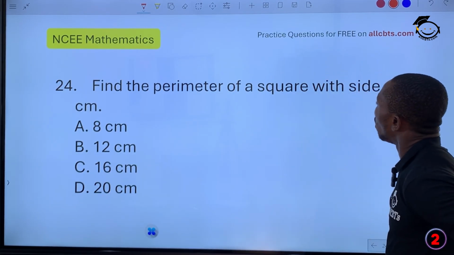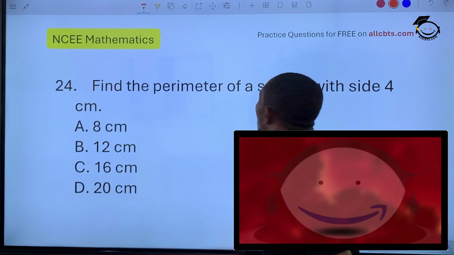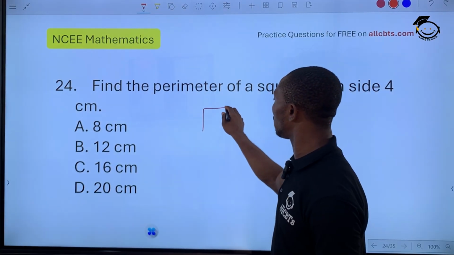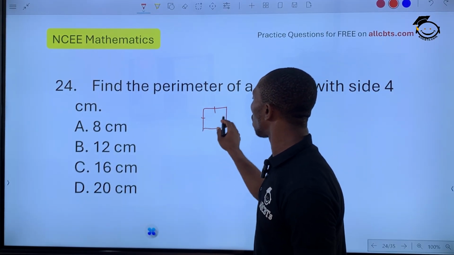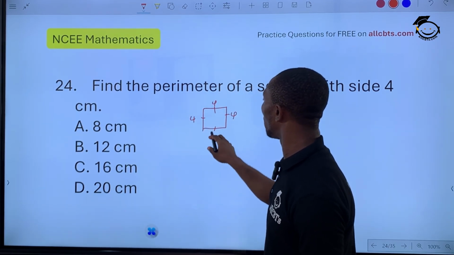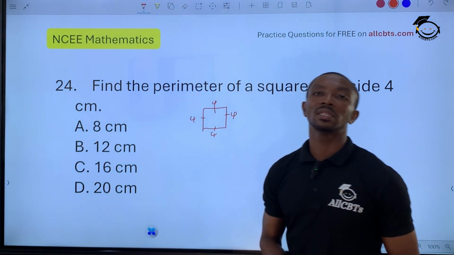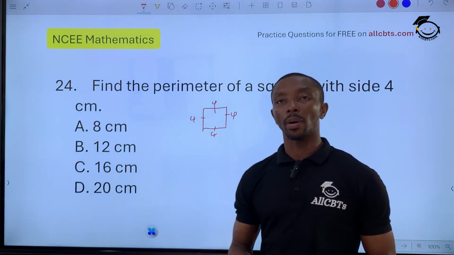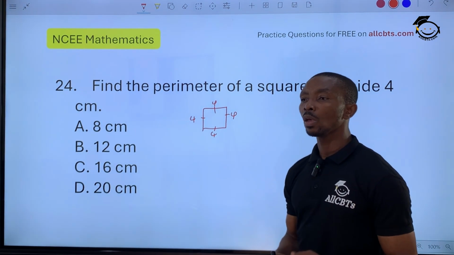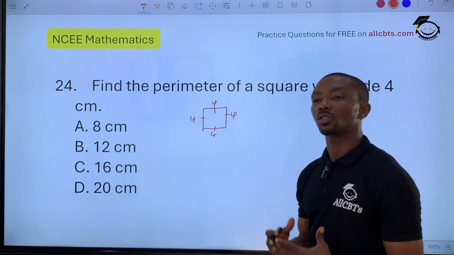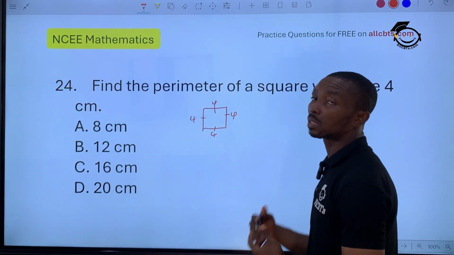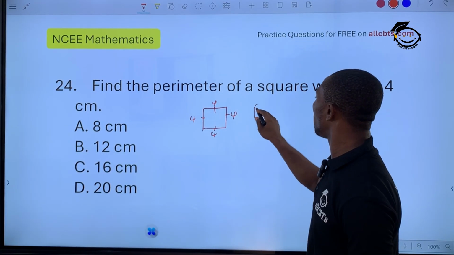Find the perimeter of a square with side 4 cm. Now, if we have a square, we've said a square is a shape whose all sides are equal. So if this is 4, this is 4, this is 4, and this is 4, since all sides are equal. And when we talk about perimeter, we talk about distance around the object. Perimeter simply means distance round the object.